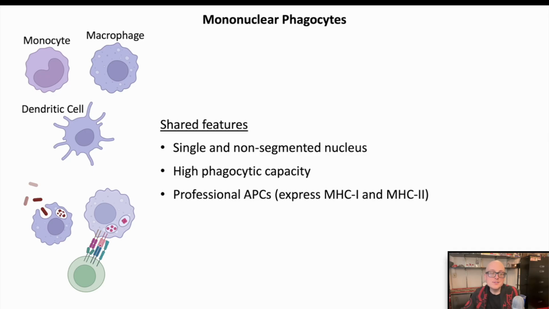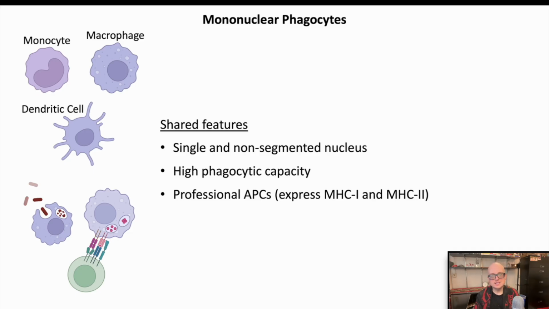All of them are very high in phagocytic capacity. They're very good at eating things. And in fact, the mononuclear phagocytes are all professional antigen-presenting cells. They both express MHC class I and MHC class II. And this is another thing that distinguishes them from granulocytes. Granulocytes are not professional APCs, whereas the mononuclear phagocytes are. They are very, very good antigen-presenting cells, and the expression of MHC class II is one reason for that.